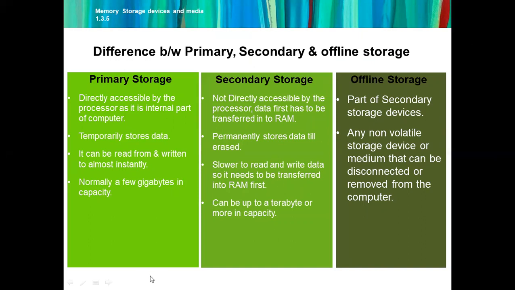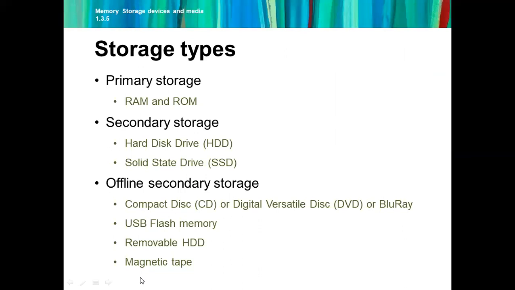Afterward, we need to explore each and every part of primary storage, secondary storage, and offline storage devices. So we did talk about the storage types, RAM and ROM, and then we are going to see that in the secondary storage we have hard disk and solid state drives. Afterward, we are going for the offline storage, attachable and detachable, most probably the word the examiner is going to use.